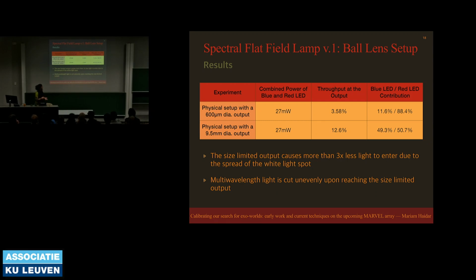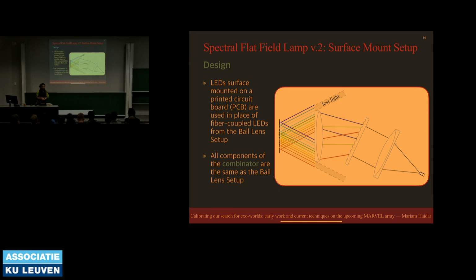Just to see what would happen if we didn't have any size-limited output, well, a much larger size-limited output, I tried to just put a detector there instead, and you can see that the contribution between both sides of the spectrum is a lot more equal, and the throughput obviously is much higher. However, this just goes to show that it's really quite a difficult endeavor to be collecting an equivalent amount of light from each of the LEDs that you're using. So that was a much greater challenge. So this took us to our next design.